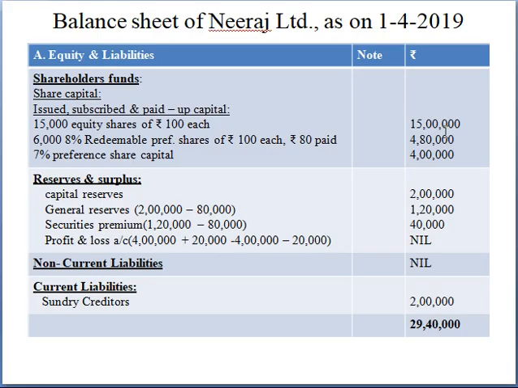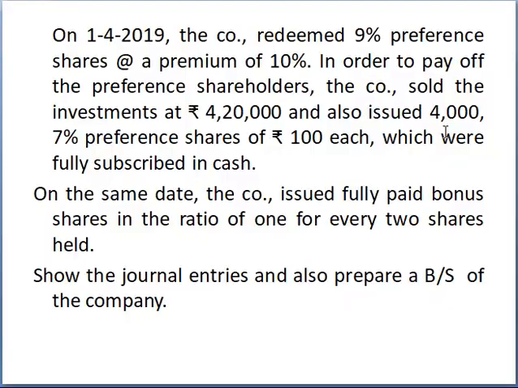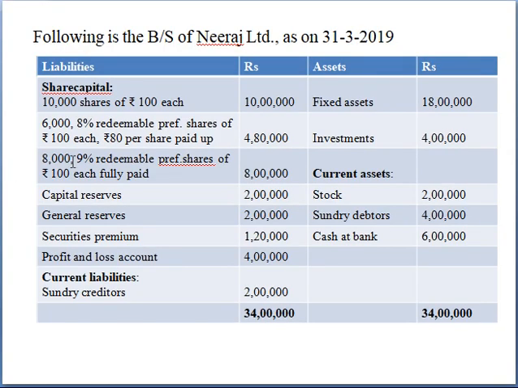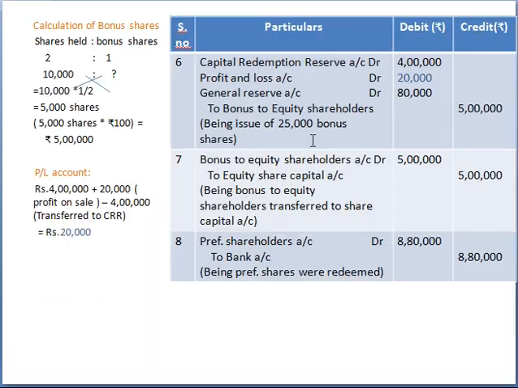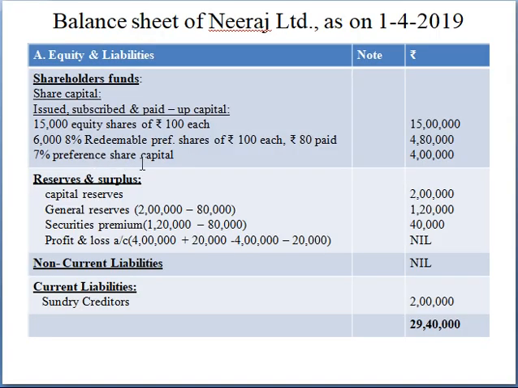Check here. Okay. And next is the 8,000 9% redeemable preference shares of rupees 100 each. These shares are redeemed already, so these shares will not be in the issued capital, right? But new shares are issued, that is 7% preference shares are issued. Now we'll enter this in your balance sheet. So 7% preference share capital account, which is 4 lakhs. So this is the shareholders fund.